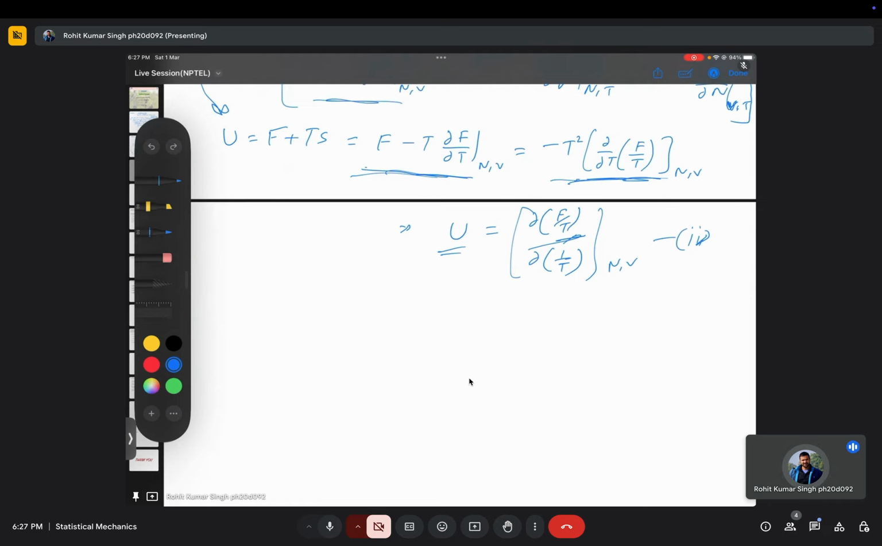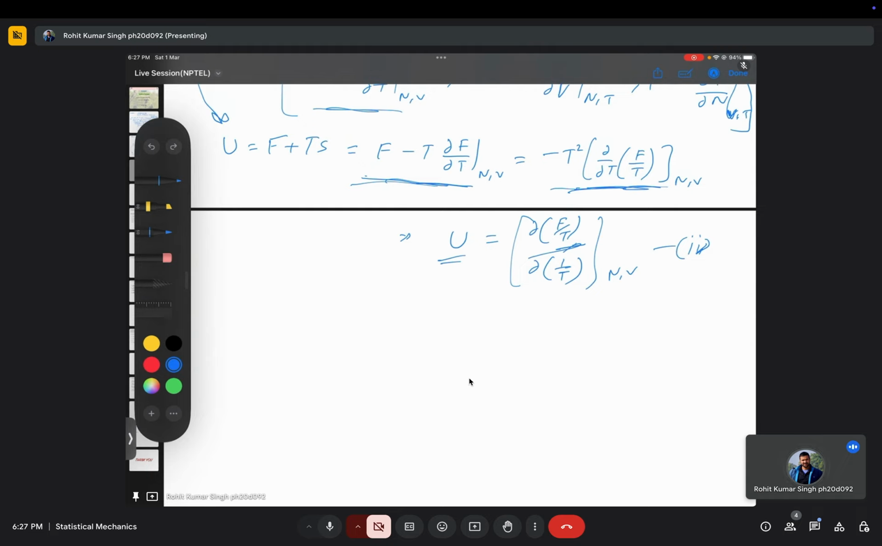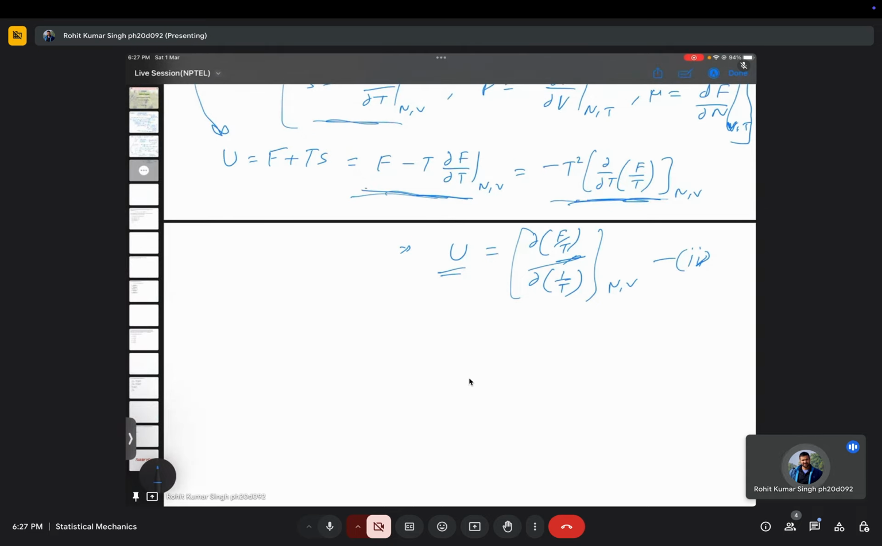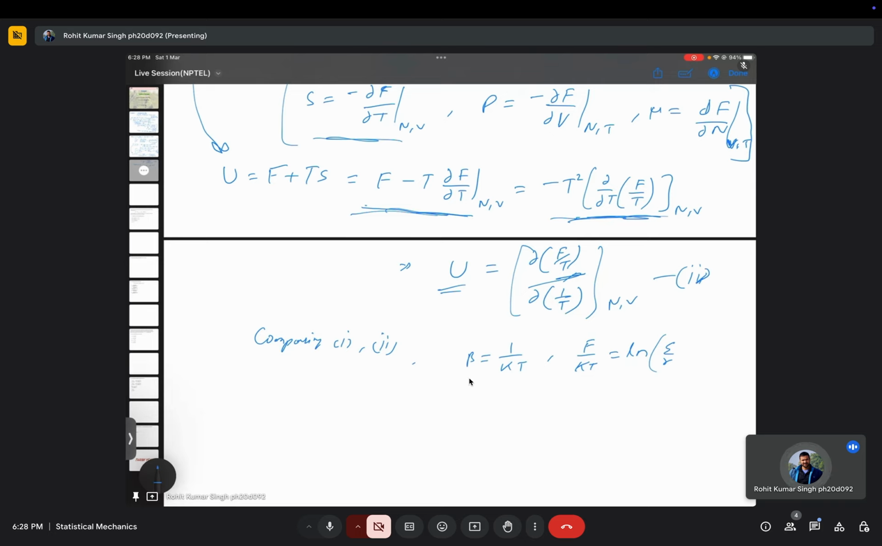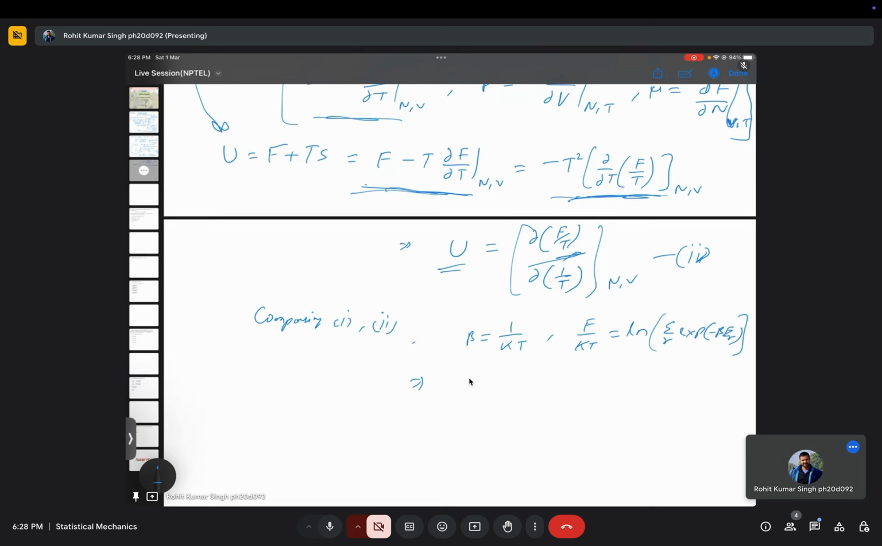So what we can do is multiply both numerator and denominator by a constant k. Comparing 1 and 2, beta is 1 by kT, and F by kT is equal to log of this thing, log of the sum over all the states. So now you see you have an expression of Helmholtz free energy.